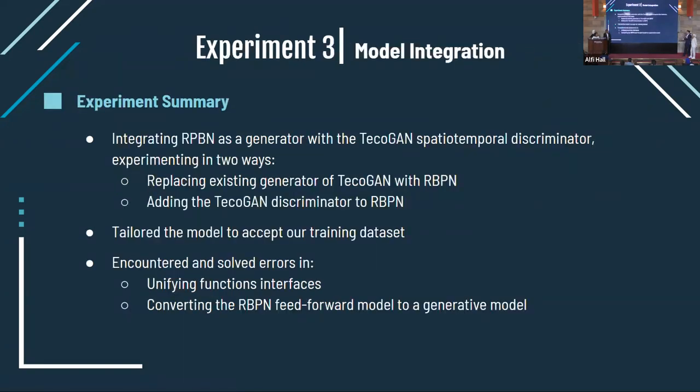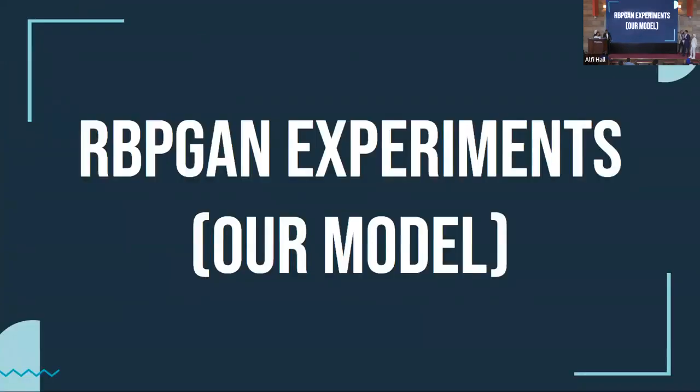Then we integrated the 2 models, and we did that basically by removing the generator of TecoGAN and converting the RBPN model from a feed-forward network to a generator network. We integrated them together, and we modified them in order to match our dataset. Next, Mara will continue with the detailed experiments that we made.